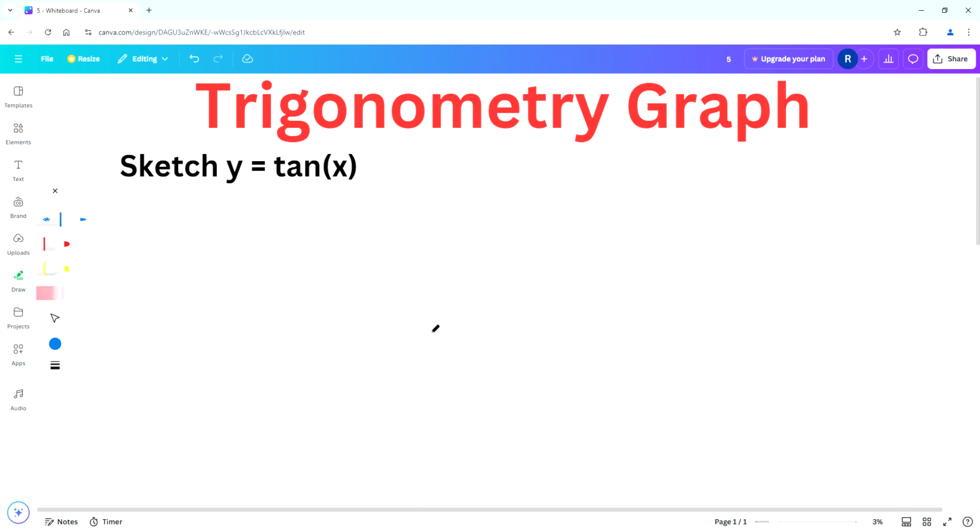In this video, we'll sketch the trigonometry function tan x. The graph of tan x is very different from the graph of sine and cos functions. Graphs of sine and cos function are continuous and have a wave form. Graph of tan x has vertical asymptotes. The graph of tan x is not continuous. Let's start by showing the vertical asymptotes for the graph of y equals tan x.